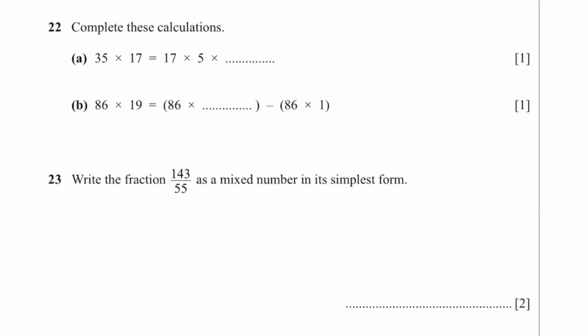Question 22. Complete the calculations. 35 into 17 equals 17 into 5 into dash. So we can cancel the 17 from both sides. 35 equals 5 into 7. This is the answer.